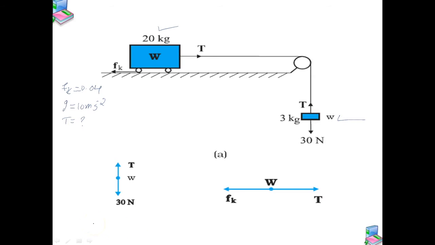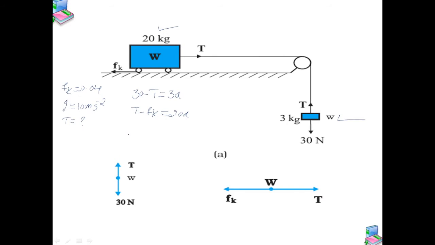Applying the second law of motion to this block, we can write 30 minus T is equal to 3a, where 3 is the mass and a is the acceleration. Now applying the second law of motion to this trolley, that is given by T minus Fk, which is nothing but the mass 20 times a, isn't it?